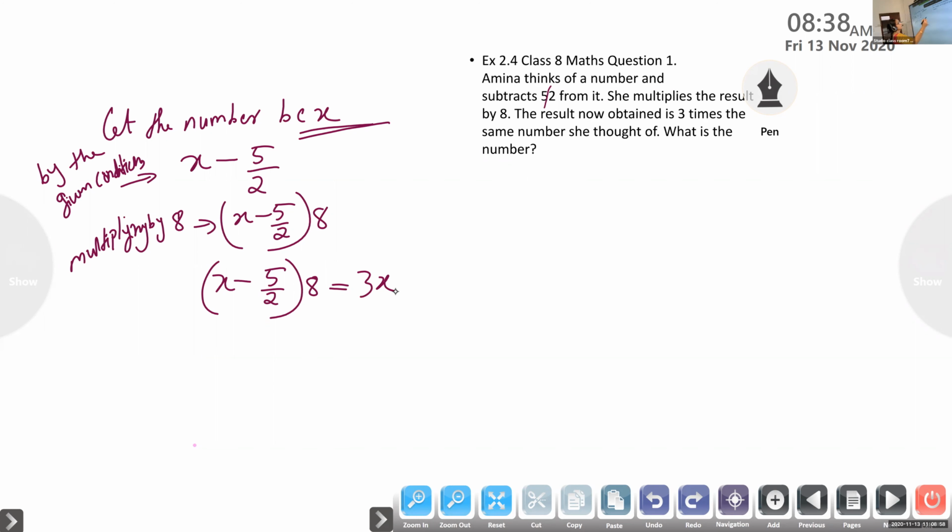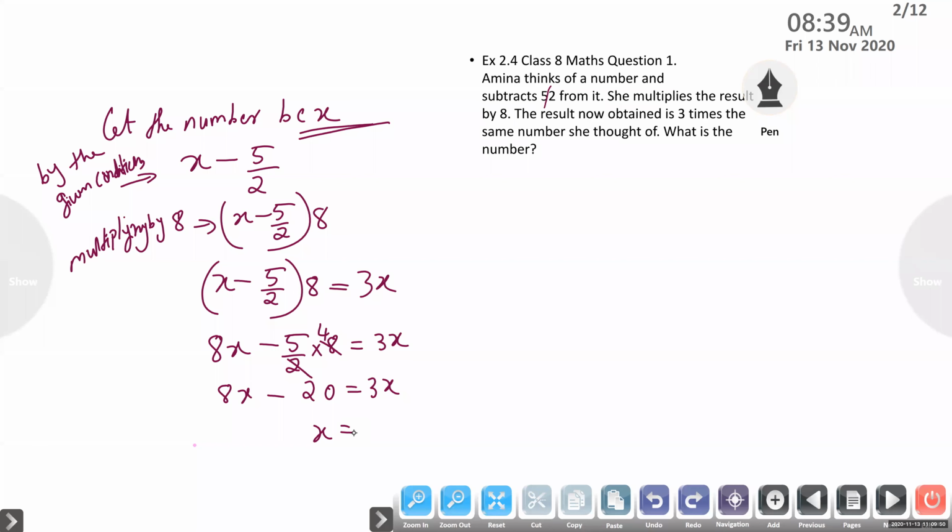Now all of you try to solve it. 8 into x minus 5 by 2 equal to 3x. 8x minus 20 equal to 3x. So x equal to, find.